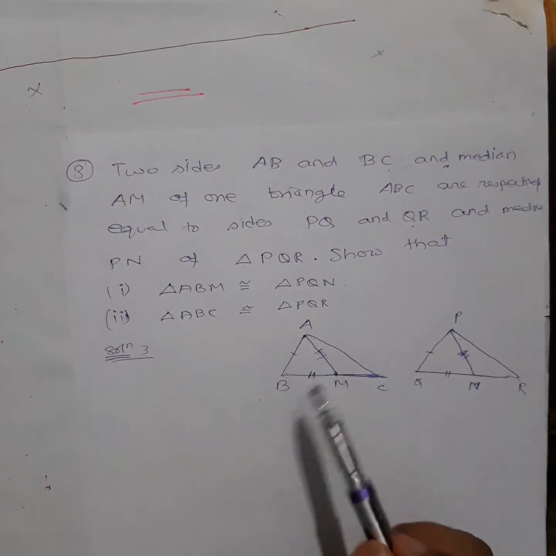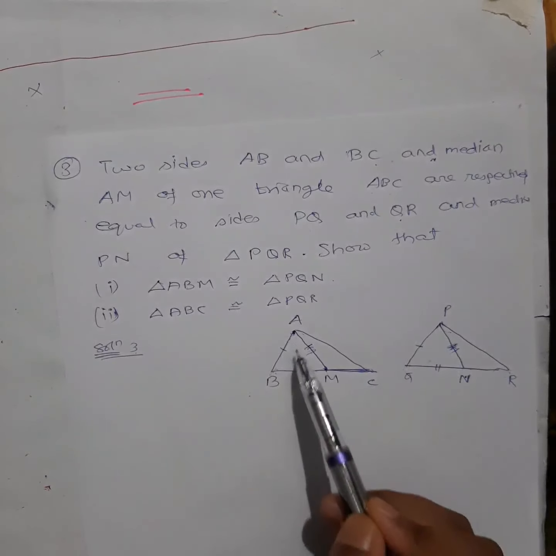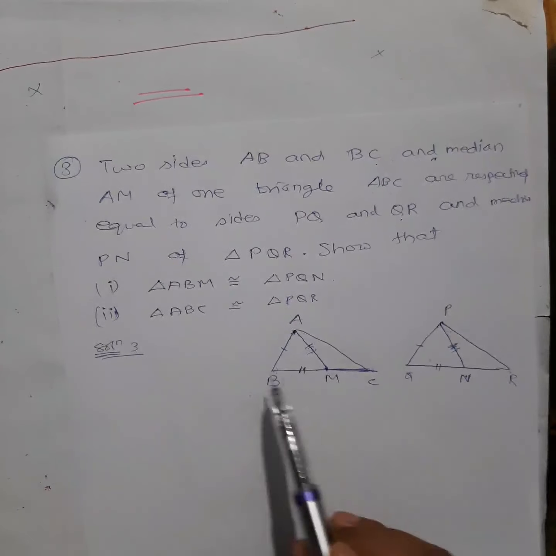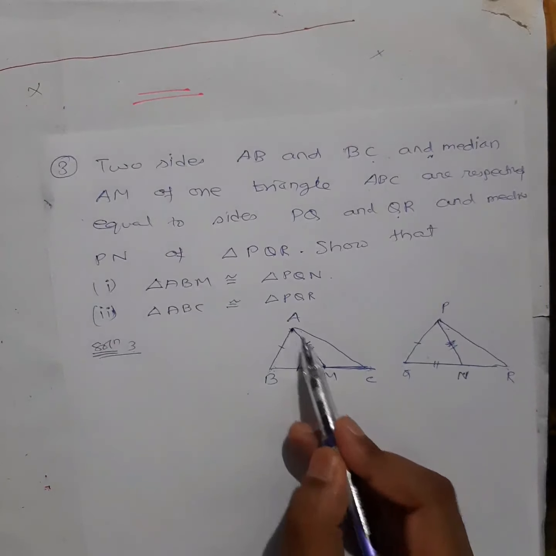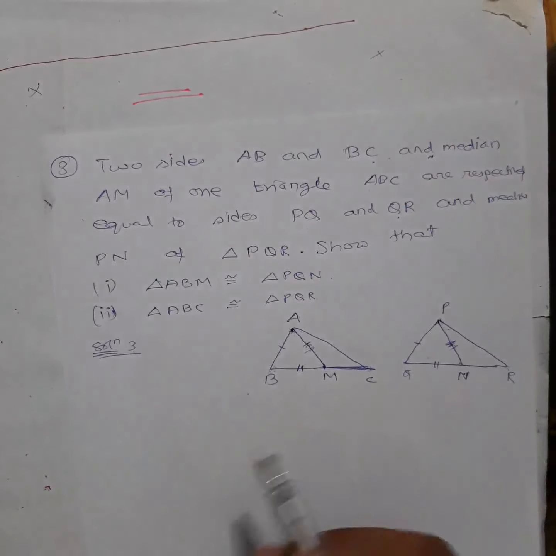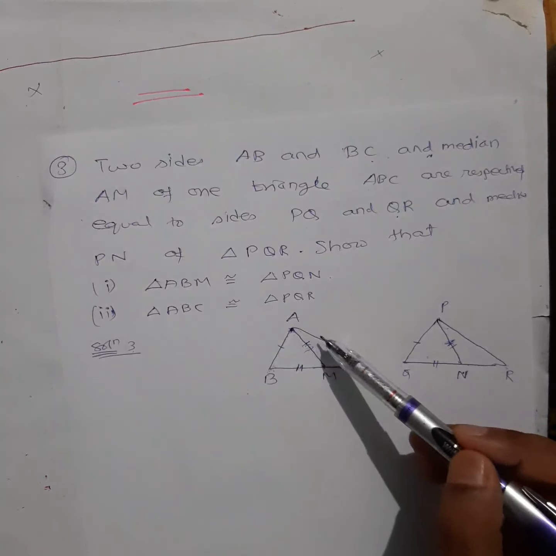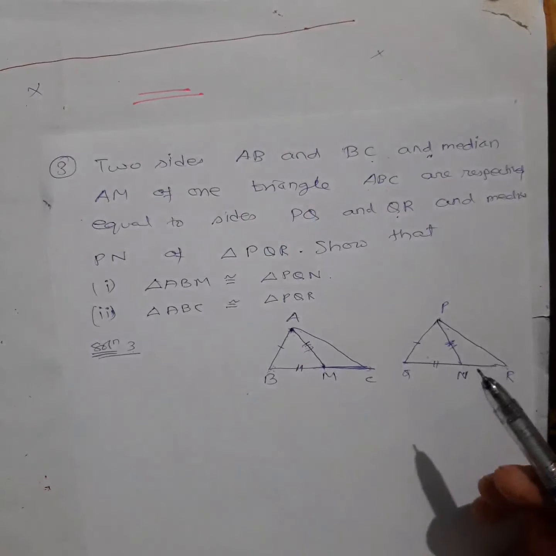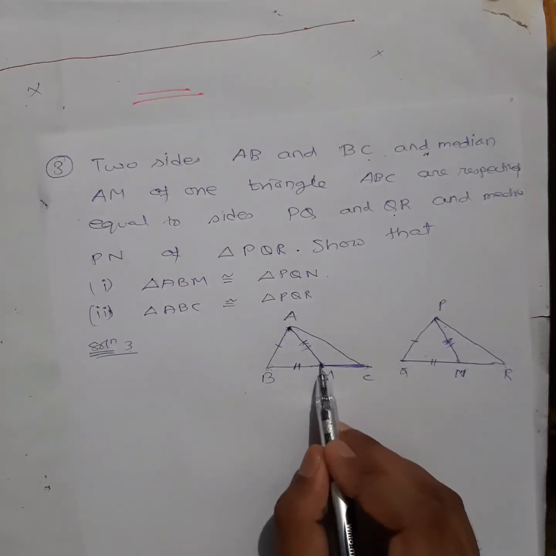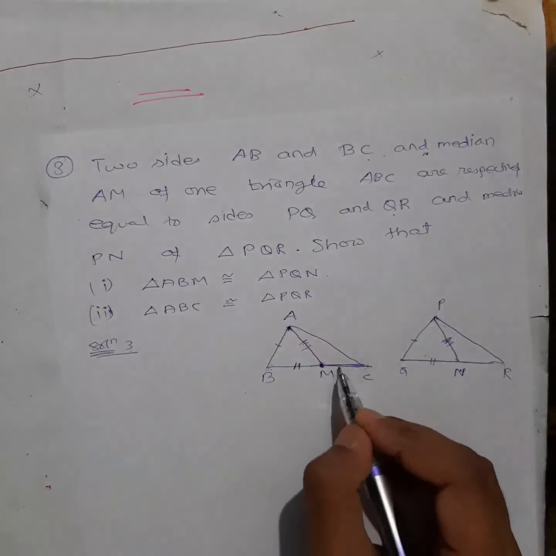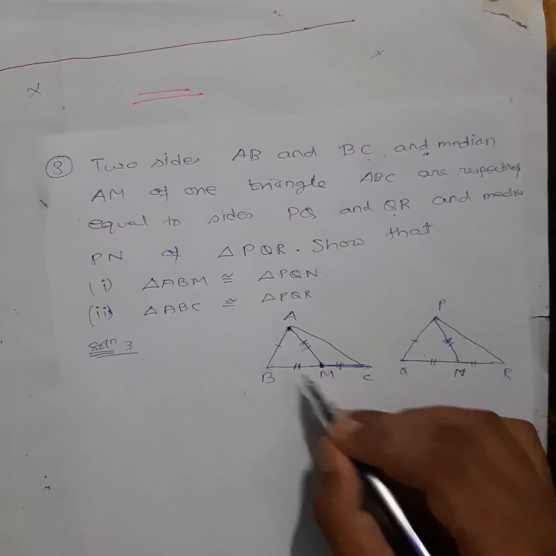So see here what it says: AB is equal to PQ, AM is equal to PN, BC is equal to QR. These are given in the question, and moreover they have said AM is median, PN is median. What do you mean by median? Median is a line which joins a vertex and the midpoint of the opposite side. That's why it is called median. It cuts from the midpoint. So this line will cut from the midpoint, meaning what? This and this must be equal. So can I write this is equal to this is equal to this? This whole thing is equal, I can say.